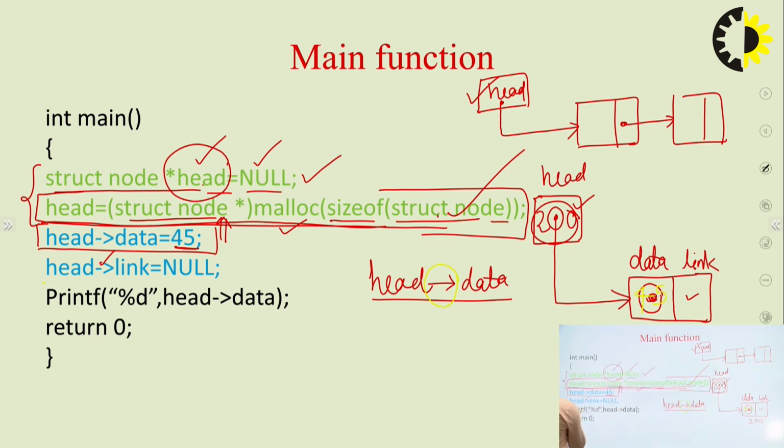After that, head arrow link equal to NULL. Why are we putting NULL here? Because at the start we discussed that this program is to create a single node. So in this list there is only one node, so the next link part has to be NULL. By using the same syntax, head arrow link, we open this gate and enter NULL here. That means this is the last node, and this program only covers creating a single node.